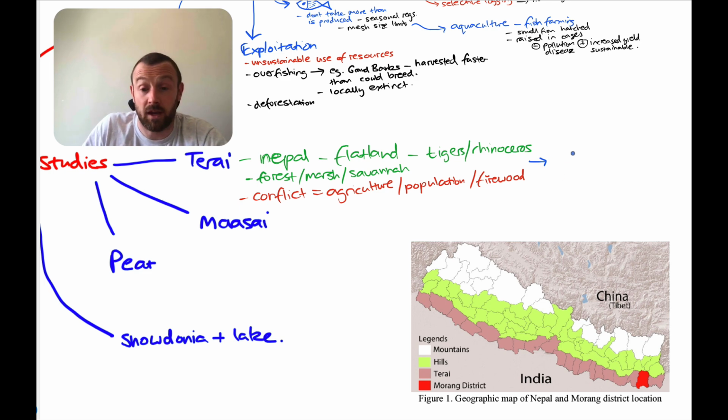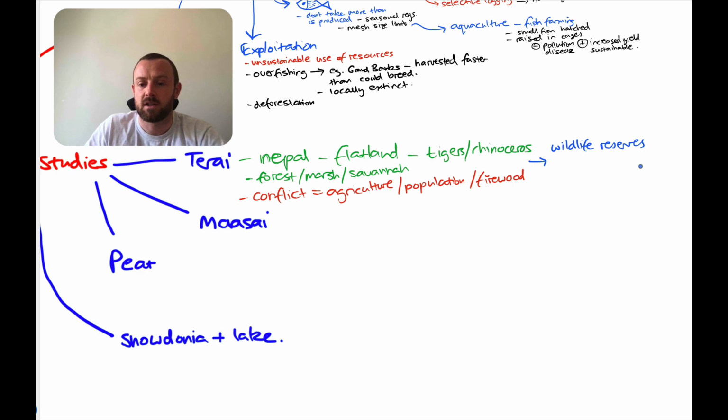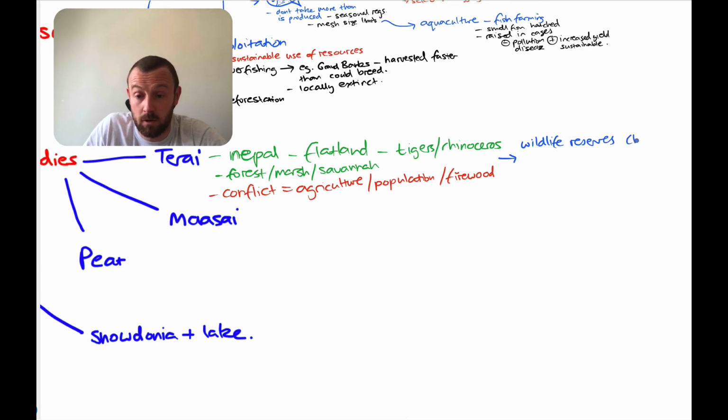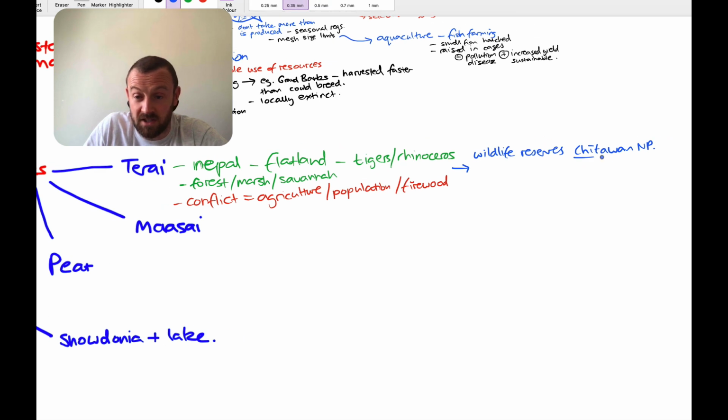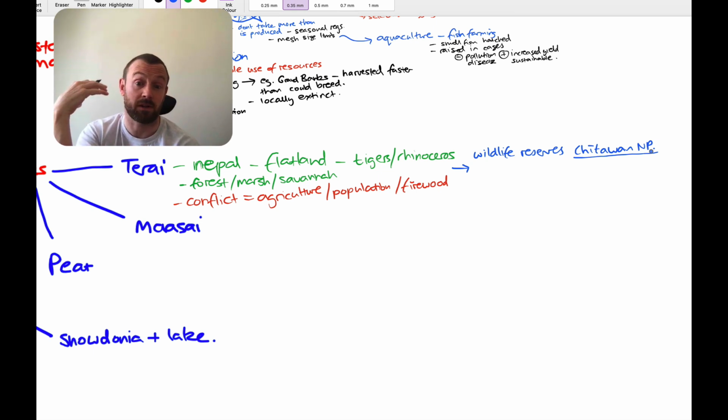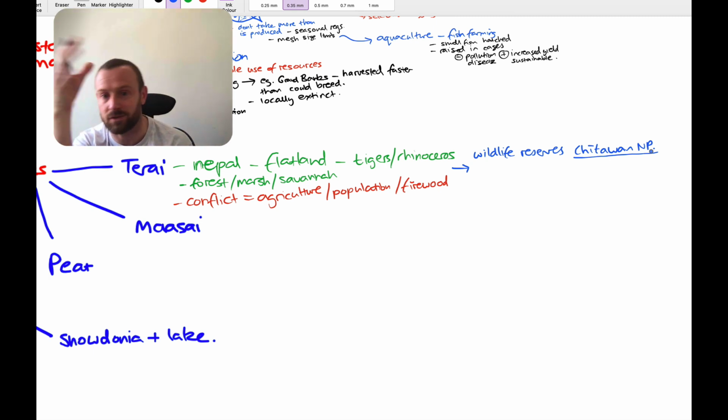So there's a couple things. First of all, wildlife reserves. Protect some areas pretty much exclusively. So there are places like the Chitwan National Park, and I visited there. I paid money to stay in a hotel there. I paid money to guides to guide me around to try and see as much wildlife as possible and take photos and soak it all up.